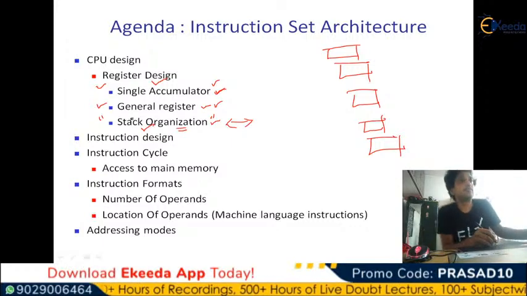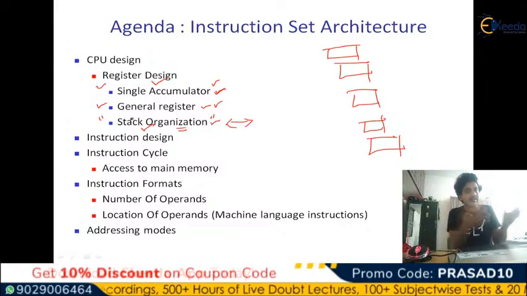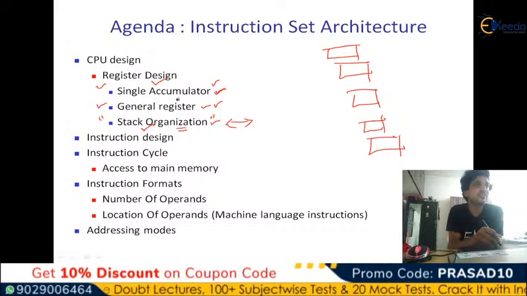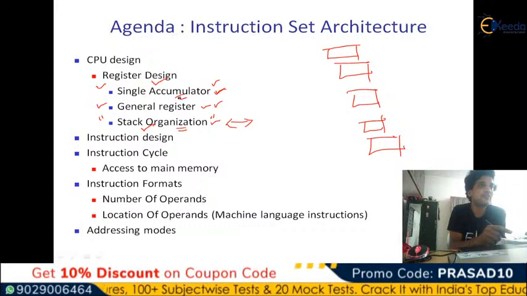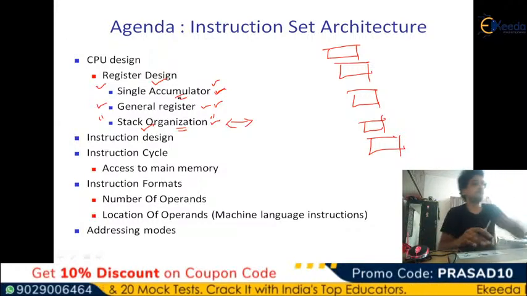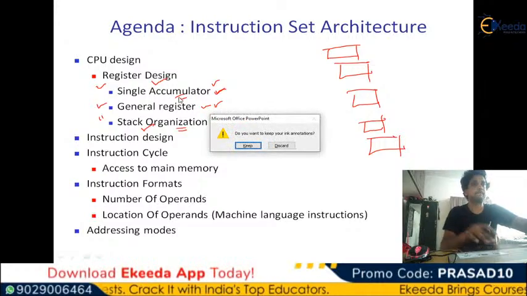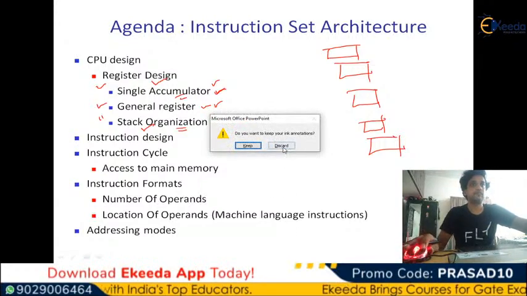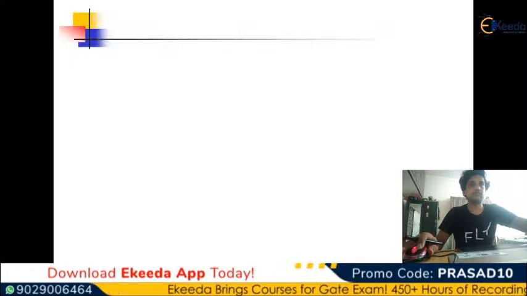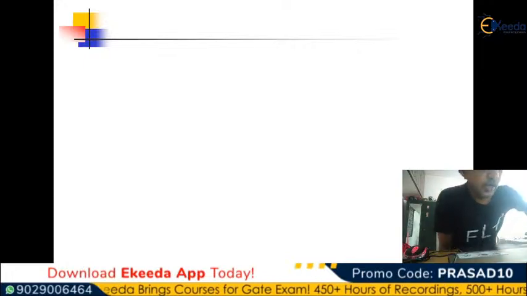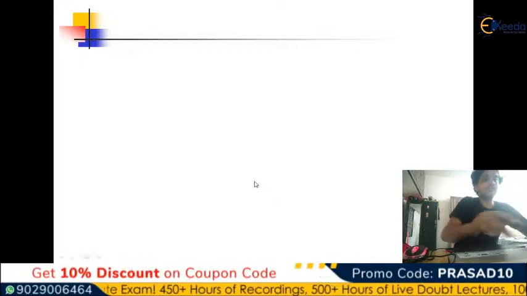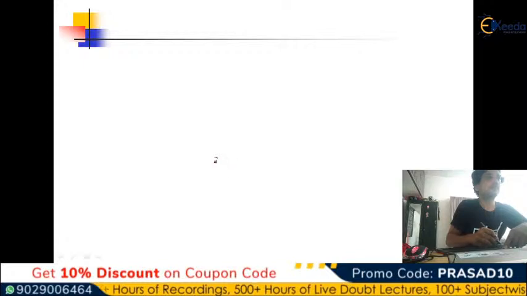Okay, now I hope you got a complete idea about what we're going to design here. Initially, we're going to design a single accumulator organization. Alright, let us stay focused. We are going to design a computer system with a single accumulator organization. Let me design the single accumulator organization registers. We are designing a register set.